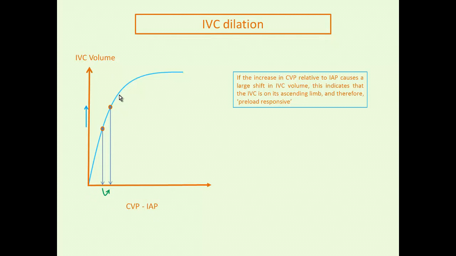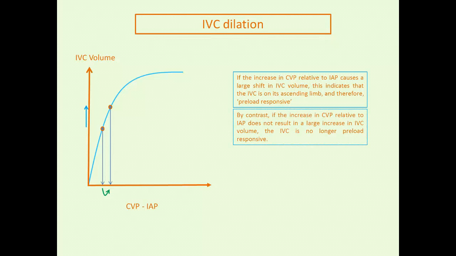So this is, like we've already talked about, essentially the compliance curve of the IVC. That is a change in volume to a change in pressure. If you're on this ascending portion, a small change in pressure with the ventilator-induced breath, as the CVP goes up more than the intra-abdominal pressure, causes a large increase, a dilation of the IVC volume.